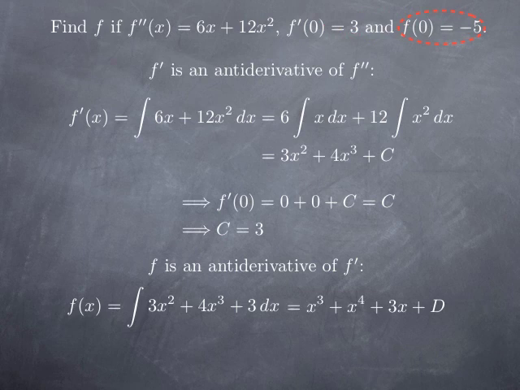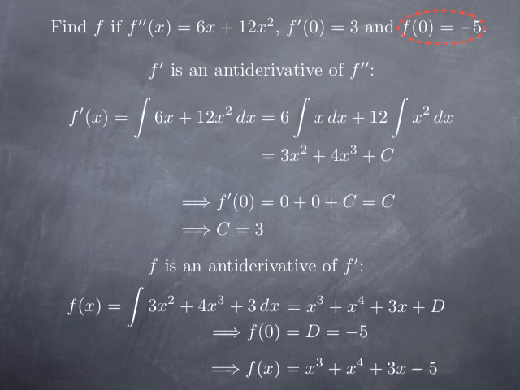Now to find d, we use this second initial data given to us. The value of the function at 0 is negative 5. If I plug x equals 0 in this general form of the function, I get 0 plus 0 plus 0 plus d. So in other words, f of 0 is d, but f of 0 must be negative 5, so d is negative 5. Putting this together, we obtain that the function f is x cubed plus x to the fourth plus 3x minus 5.